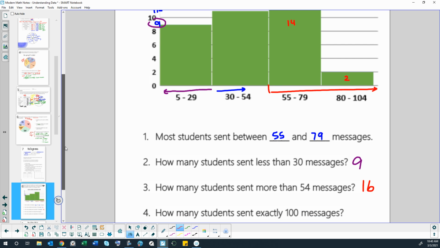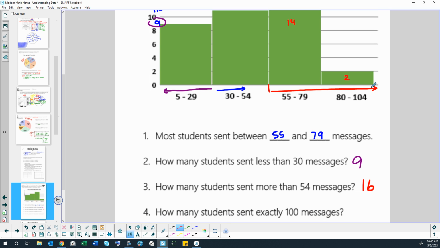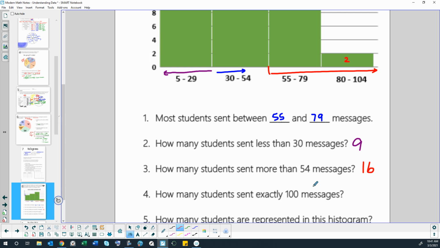Number 4, how many students sent exactly 100 messages? Well, the thing about histograms and frequency tables is we actually don't know how many sent exactly something because it's an interval of values. We know there are 2 that sent messages between 80 and 104 messages. We don't know if any of those were exactly 100 messages. So we're just going to say that this is unknown.